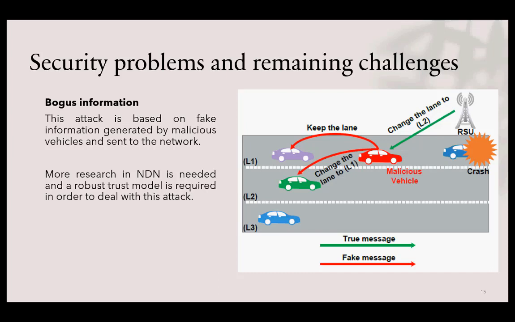Next is the bogus information attack. This attack is based on fake information generated by malicious vehicles and sent to the network. The aim is to take control of other vehicles to the advantage of the attacker. For instance, it may ask legitimate vehicles to change lanes because of traffic jams, for example, and thus make its movement easier on the road. In order to deal with this attack, more research in NDN is needed and a robust trust model is required.